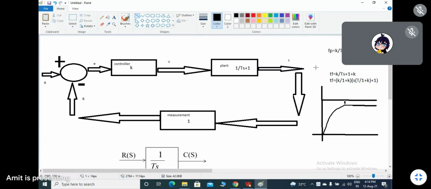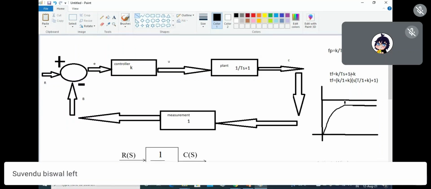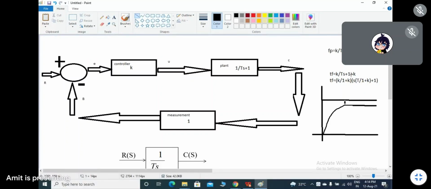See from this equation, the gain of the system is k divided by 1 plus k. Now suppose k is 1. What will be the gain? If k is 1, what is the gain of the system?